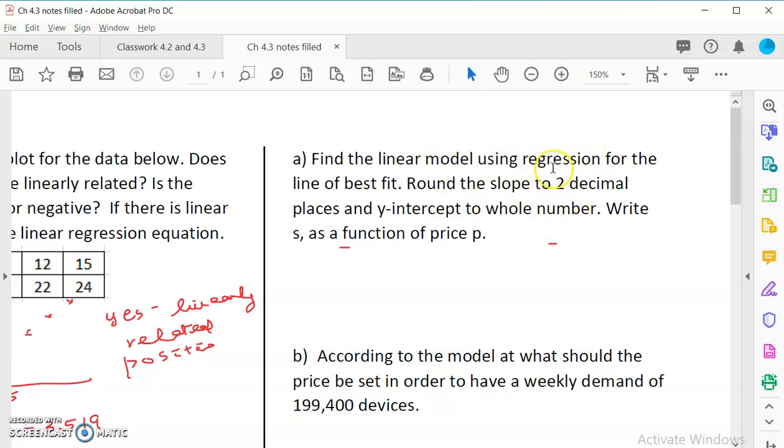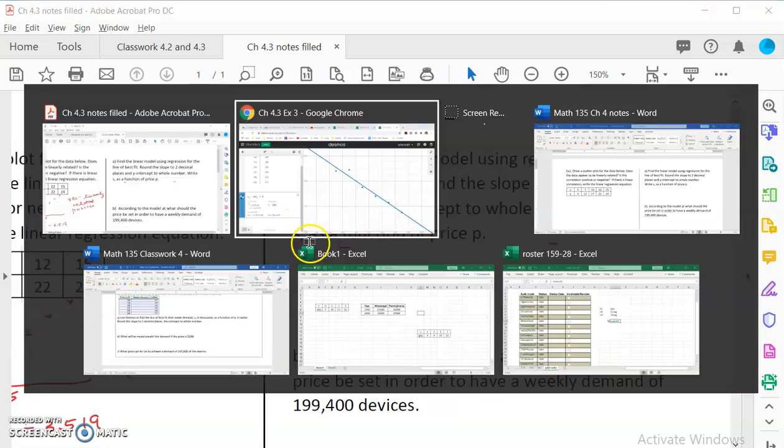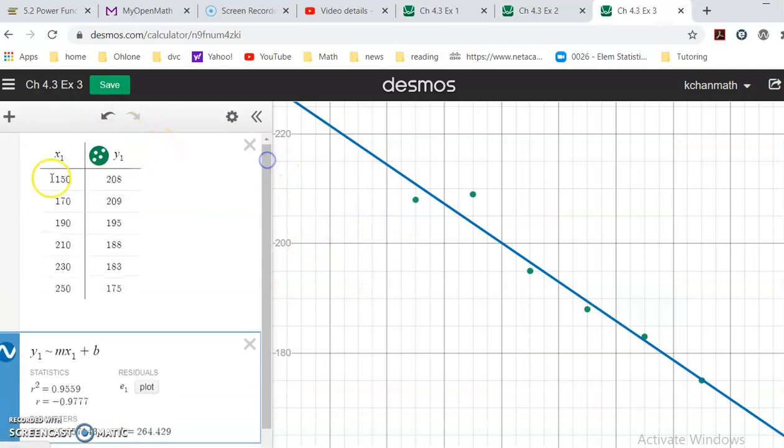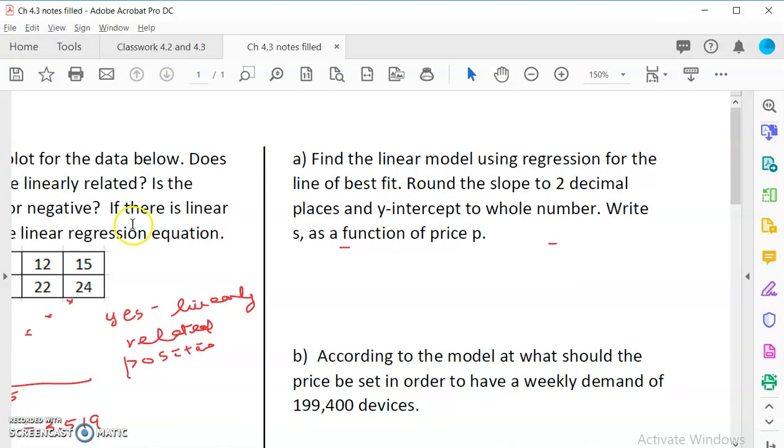We want the slope rounded to 2 decimal places and the y-intercept to a whole number. Write s as a function of p. So just make sure that s is the second one, y, right? S is y, the demand, as a function of p. So p is the input price.